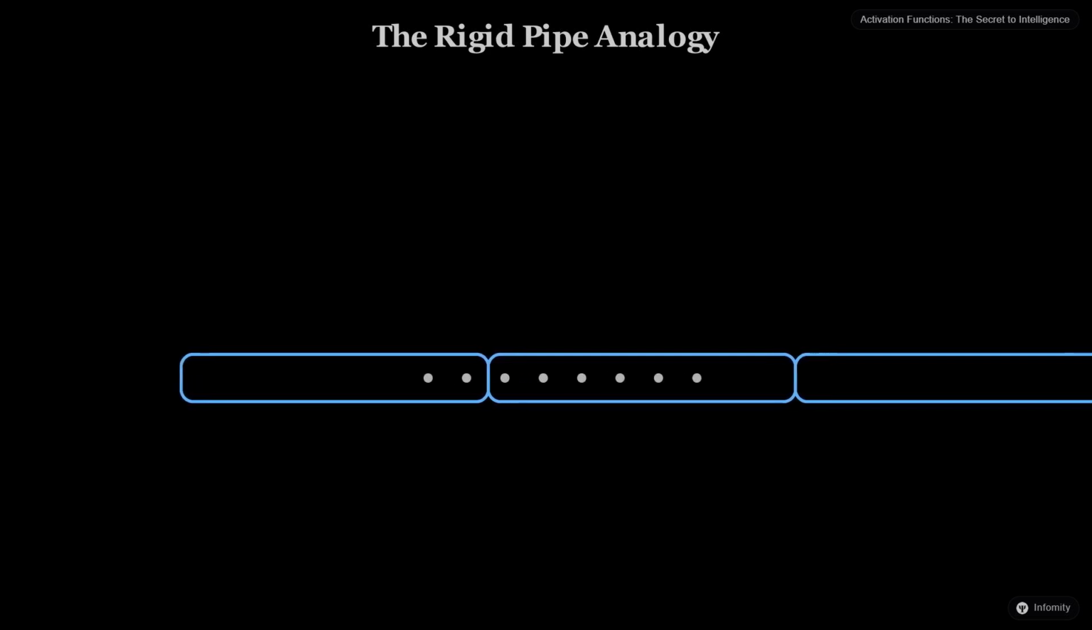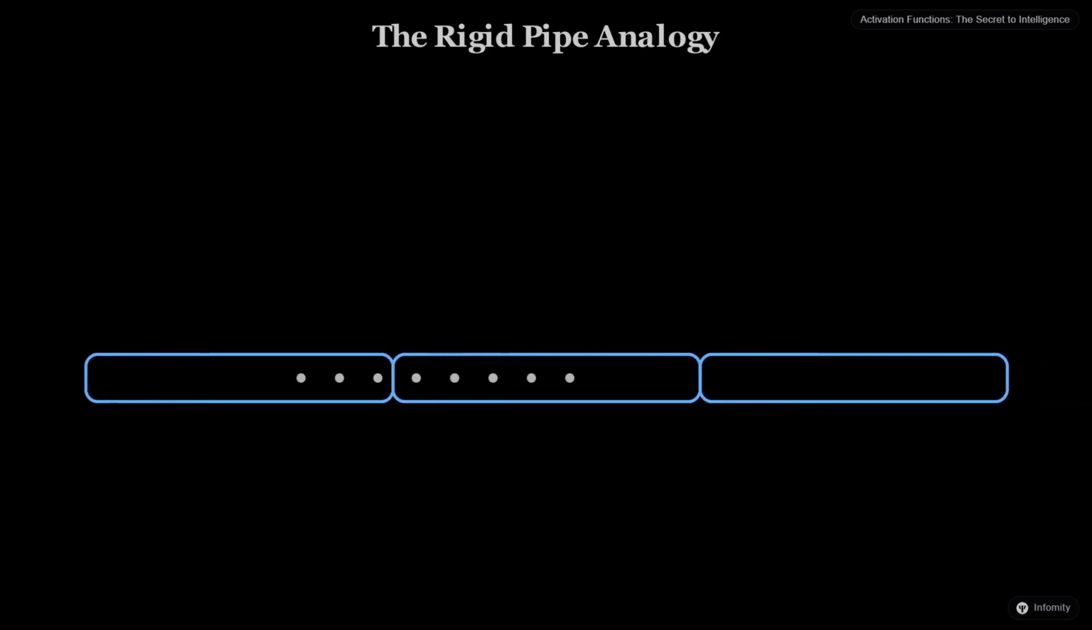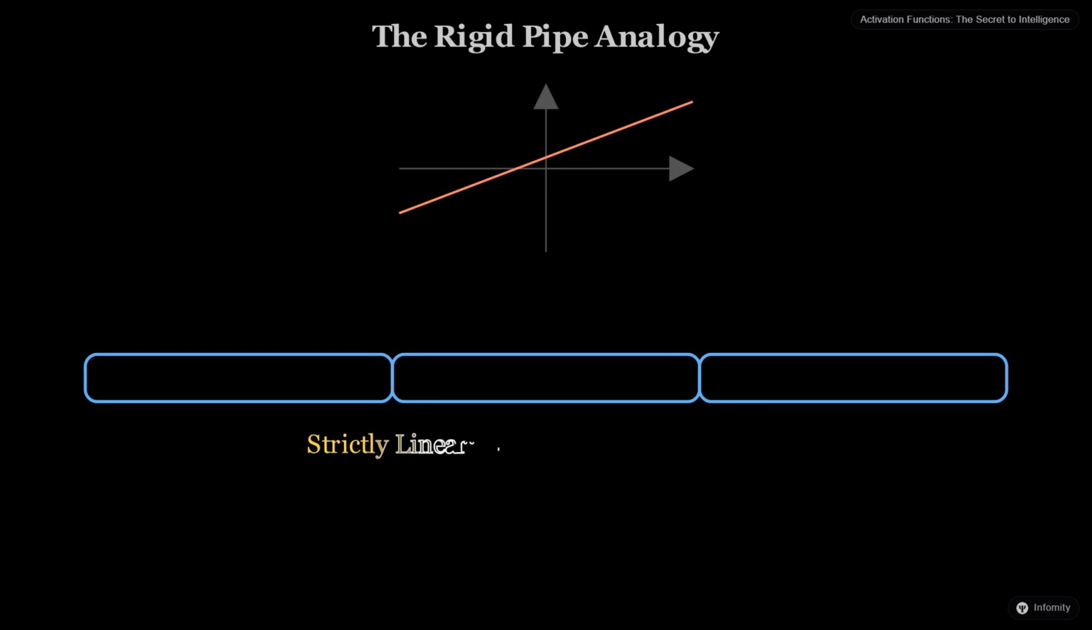To understand this, think of a linear layer as a rigid plastic pipe. This pipe is perfectly straight and cannot be bent. If you connect 10 of these pipes end to end, the water flowing through them will still only travel in one single direction. The depth of the pipeline adds length, but it adds zero flexibility. In a neural network, this means the model can only ever learn straight line relationships.